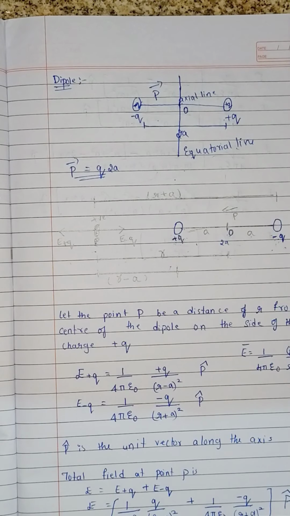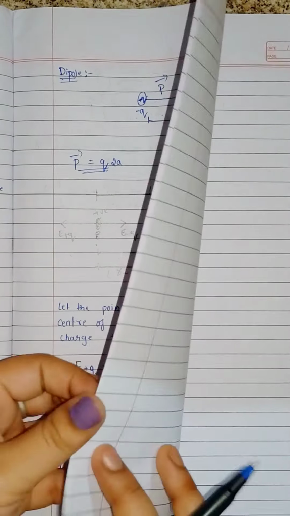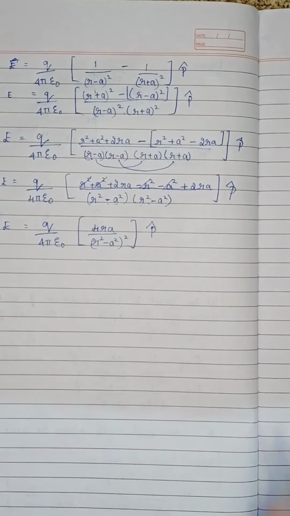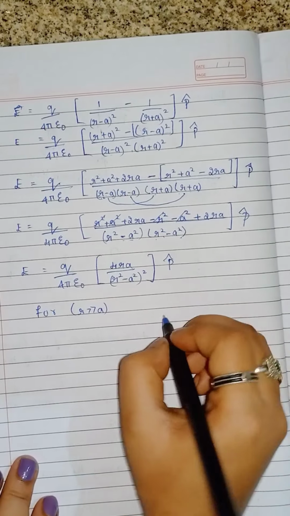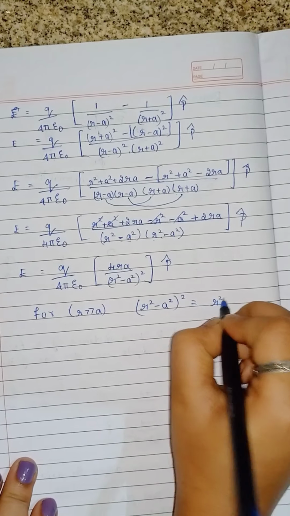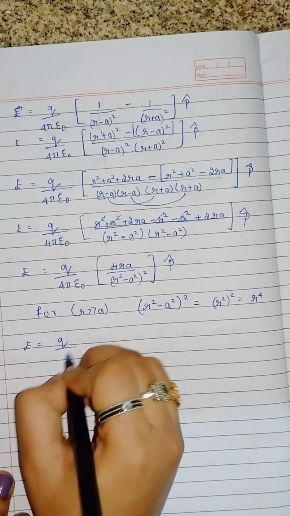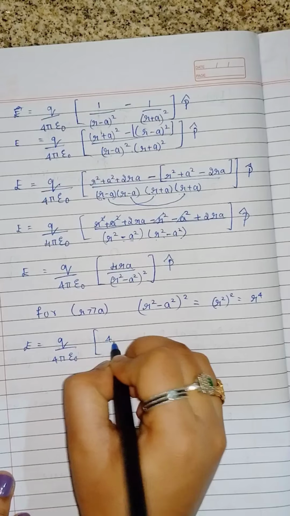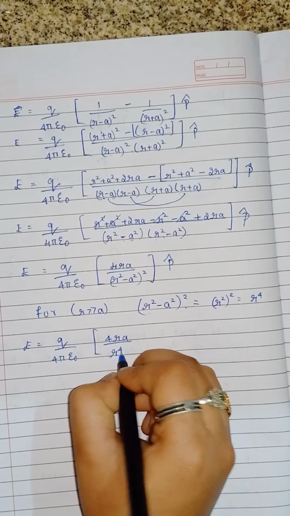Okay, a will be very much lesser in some situations. Okay, it may be 0.1, but 0.1 square will be very much lesser. Okay, so we are just neglecting a square in this. So for r much greater than a, (r square minus a square) the whole square is equal to r square into r square, which is r power 4. Okay, so E is equal to q by 4 pi epsilon naught 4ra, and we have solved it, so we can just write it directly, r power 4 p cap.